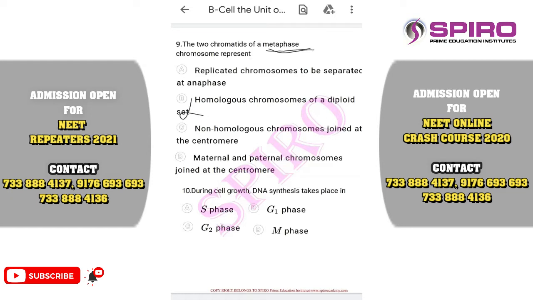So dear students, here this is not correct because it has given the metaphase, so it represents the mitosis. The non-homologous chromosome, it is wrong, maternal and paternal. So it means only the mitosis, the replicated chromosome to be separated at anaphase. This is the correct option here.